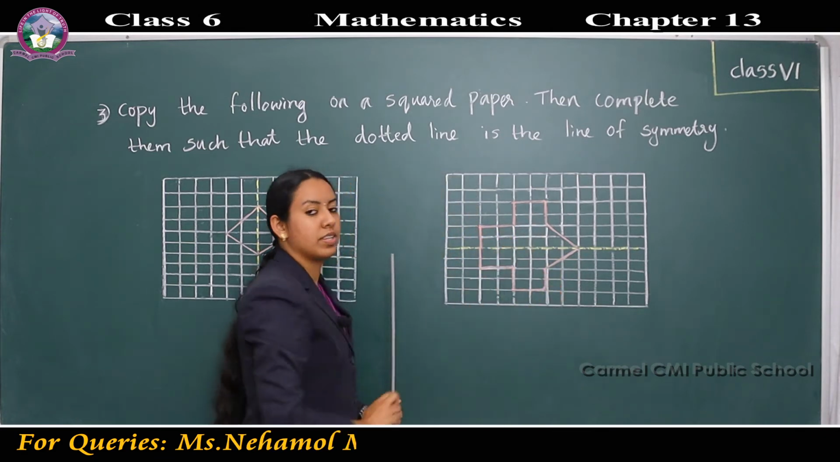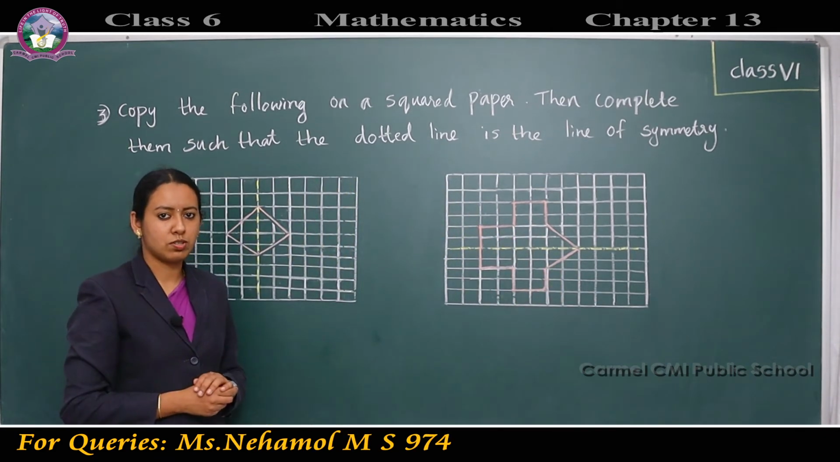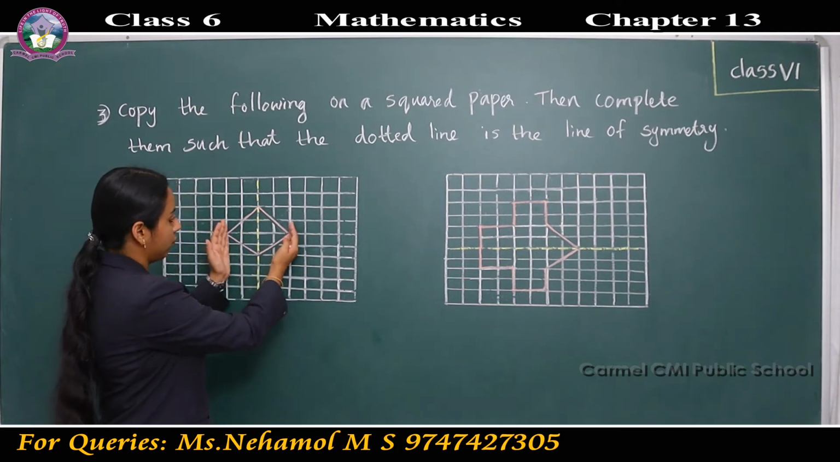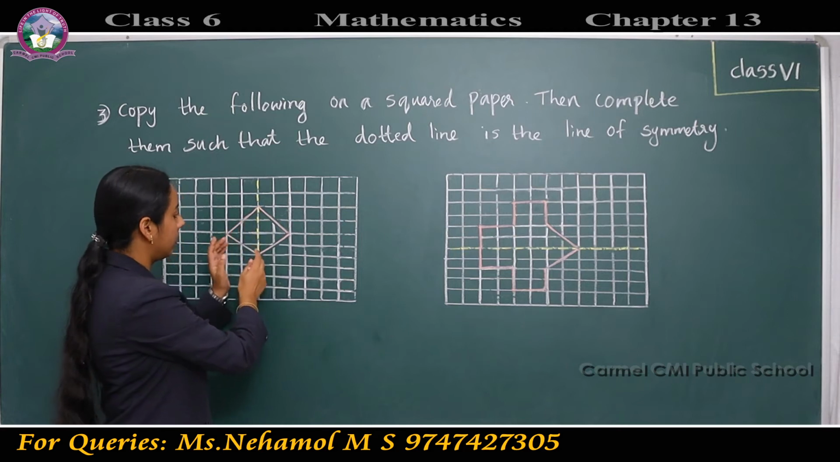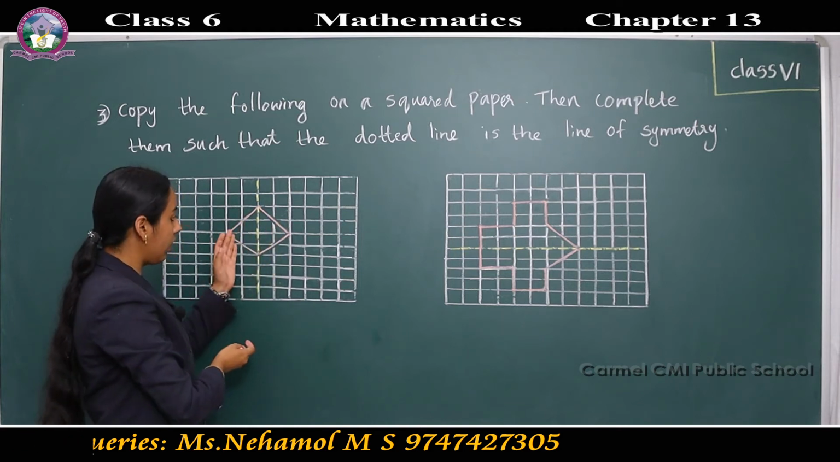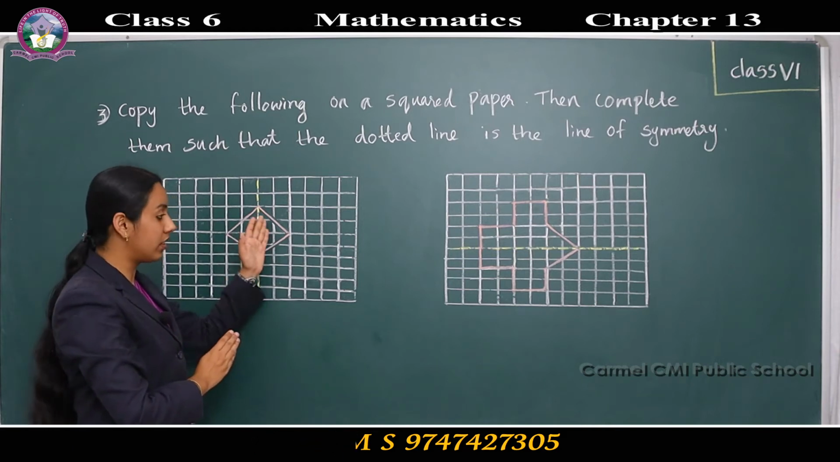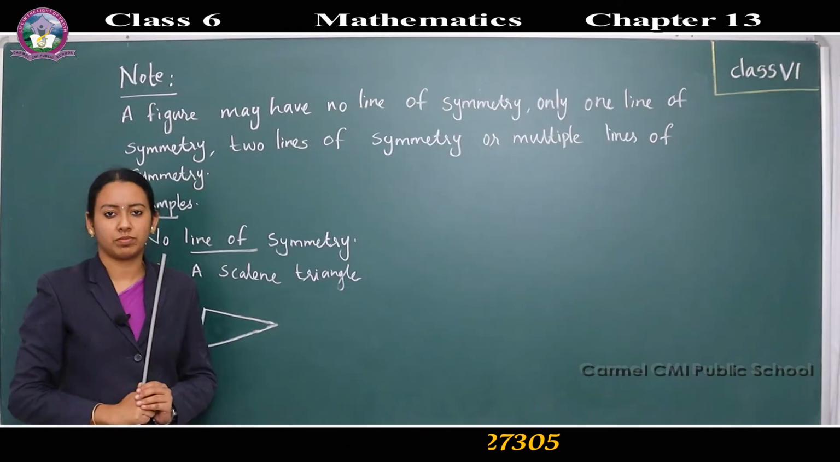Now it is symmetric. So we complete the pictures as symmetric. Also, if we fold the picture like this, then one part of the picture will fit exactly over the other part. So we can say they are symmetric.